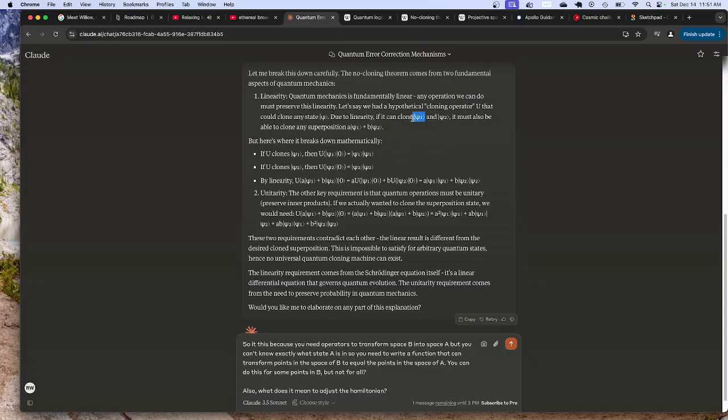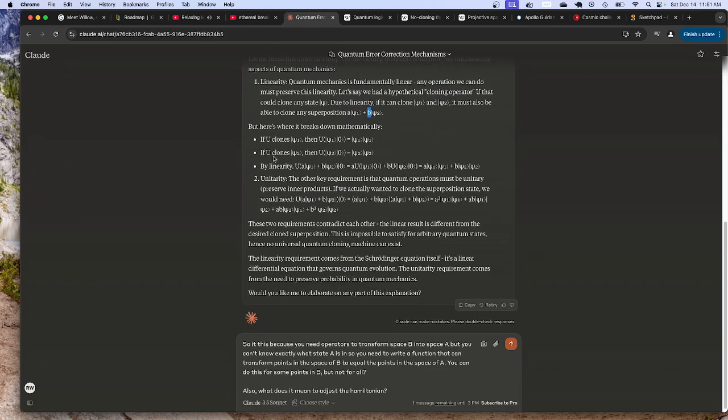Yeah, so I get it. It has to clone this point and this point individually. It needs to be able to clone them together too. So if U clones 0 and 1, then U|0>|0> equals |1>|1>. So that might exist, and this might exist, but together the probability of the operator, this is 0.1 equals 0.